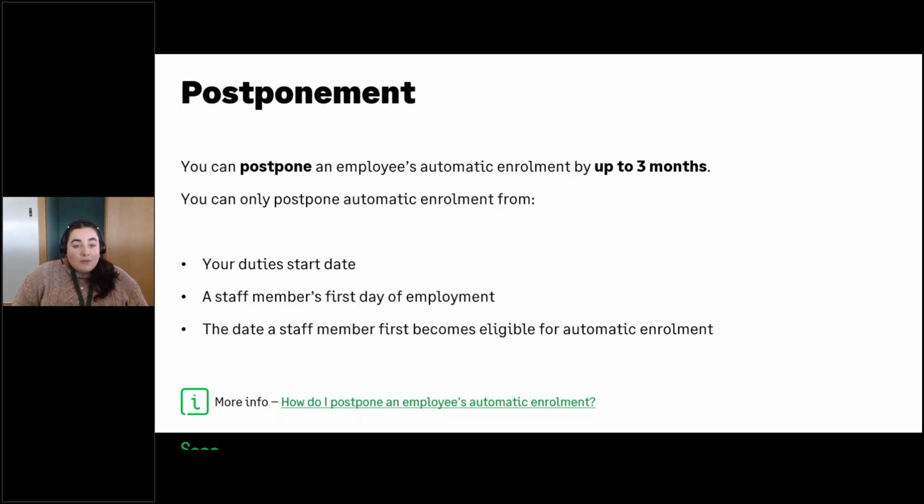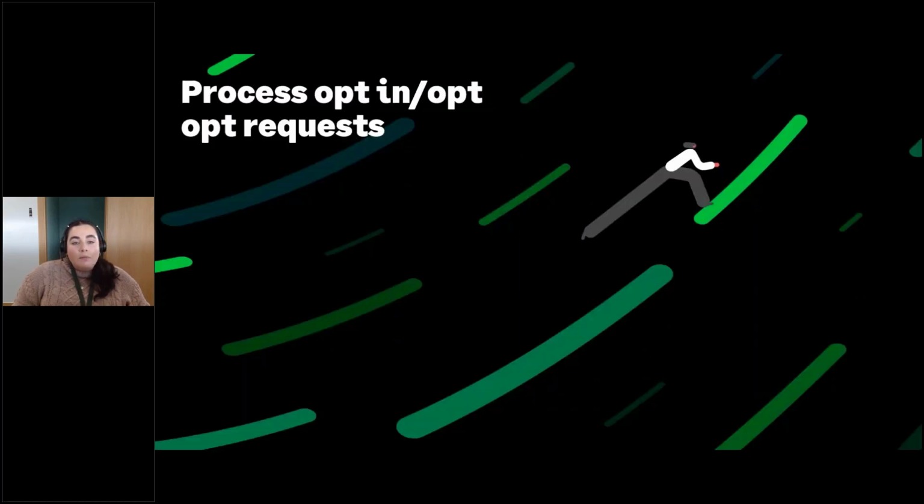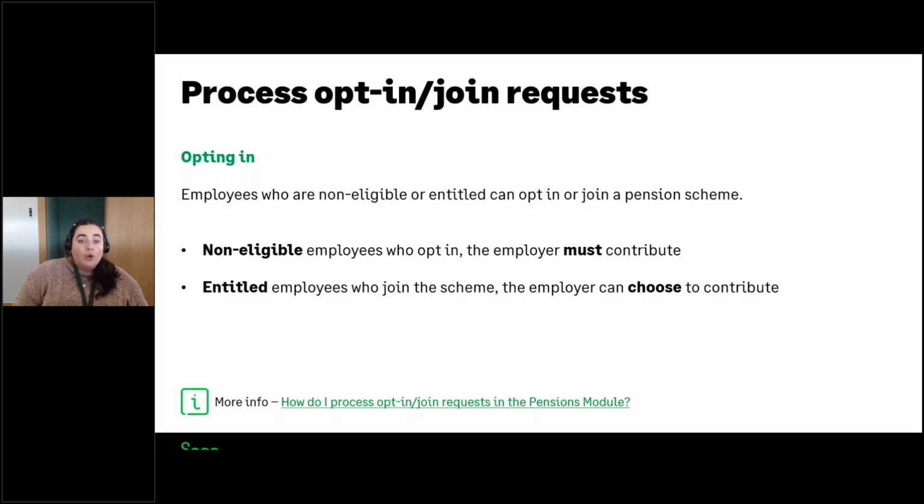And before we dive into a demonstration of this, I will also go through a little bit more on opting in and opting out while we're on the slides. So opting in or joining, I did touch on this before, but this is for employees who are non-eligible or entitled. Non-eligible employees have the option to opt into the scheme, and they can do this by writing to you, the employer. And if they do opt in, the employer must also contribute to the pension. Whereas entitled employees who join the pension scheme, again, they'll write to you, but this time the employer can choose to contribute, so you don't have to with entitled employees. And this all depends on which worker category they fall into.